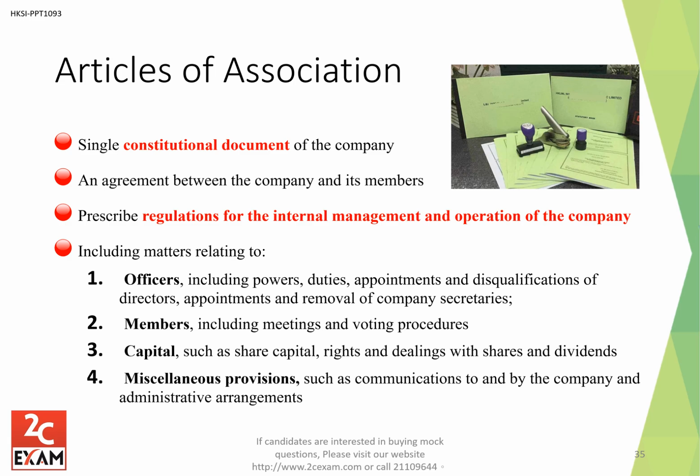Third, capital, such as share capital. If you are a private or public company, you will naturally have stocks, which is share capital. Such as how to buy and sell, distribution procedures for dividends are all stated. Fourth, other miscellaneous provisions, such as how the company communicates with shareholders. Through the Articles of Association, we can understand the above-mentioned matters.